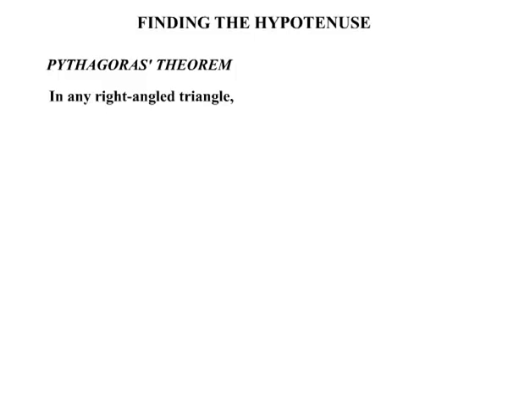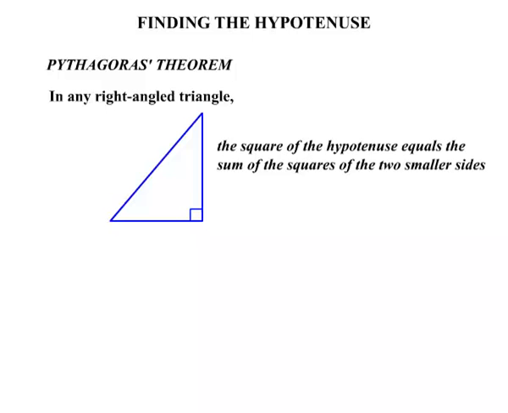Now in this lesson on Pythagoras' theorem, we are going to be looking at finding the hypotenuse. Pythagoras' theorem is that in any right-angled triangle, and there's an example of a right-angled triangle, the square of the hypotenuse equals the sum of the squares of the two smaller sides. Now that word hypotenuse indicates the longest side in a right-angled triangle. And if we consider where the right angle is, the hypotenuse is always directly opposite that.